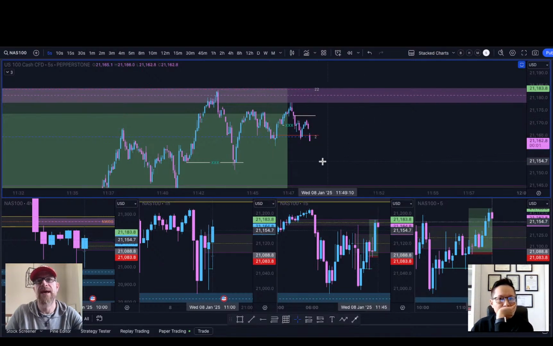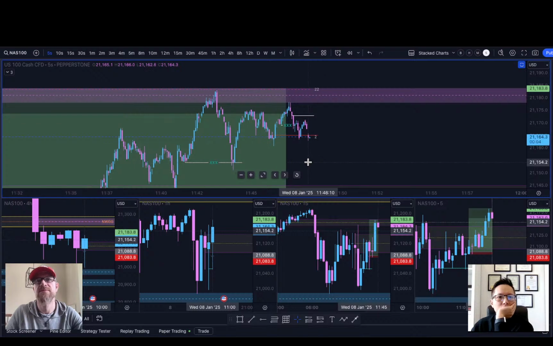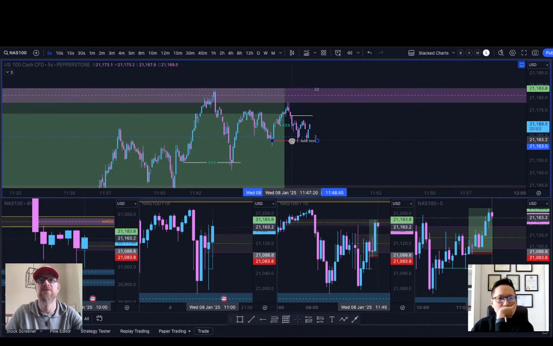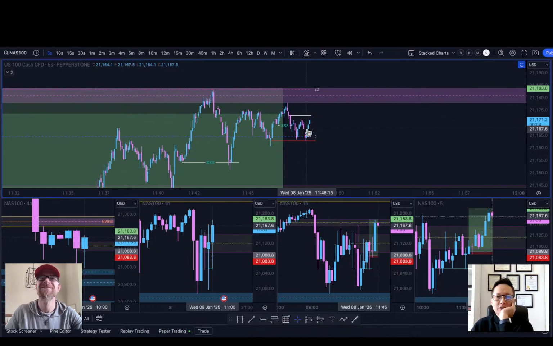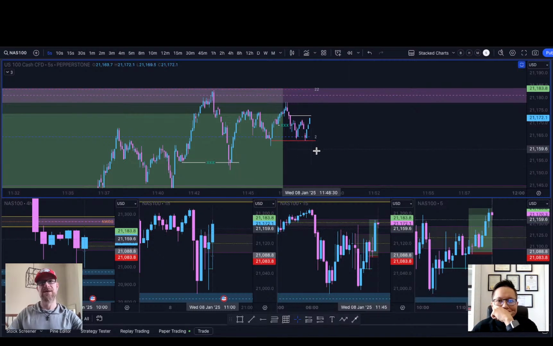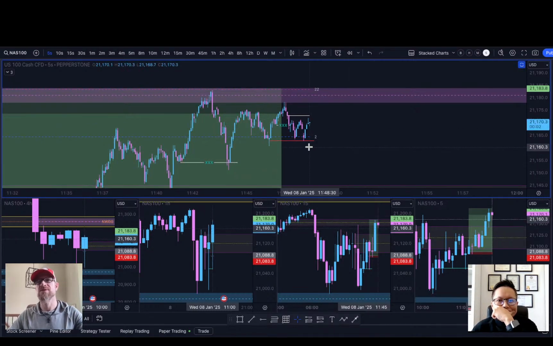Oh, what a gapper. That's different. Maybe more inducement. Back into the origin of the move. So now we've doubled up our inducements. Double bottom, sweep liquidity, hold the low.